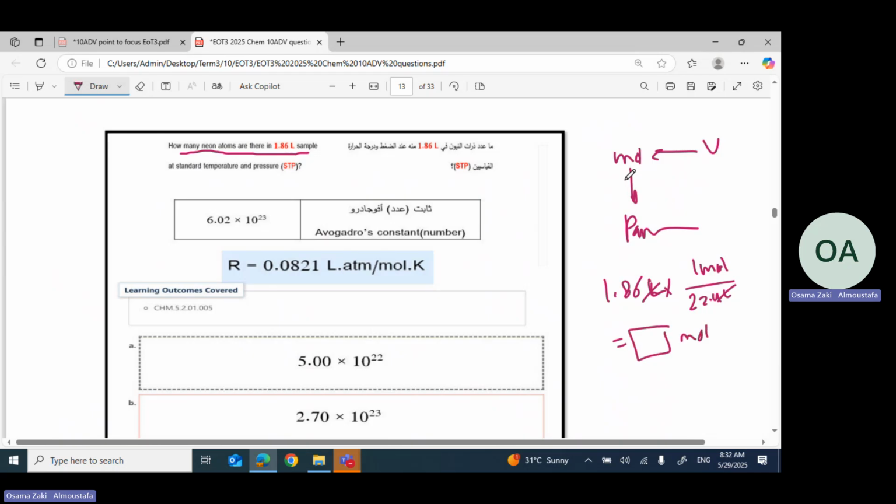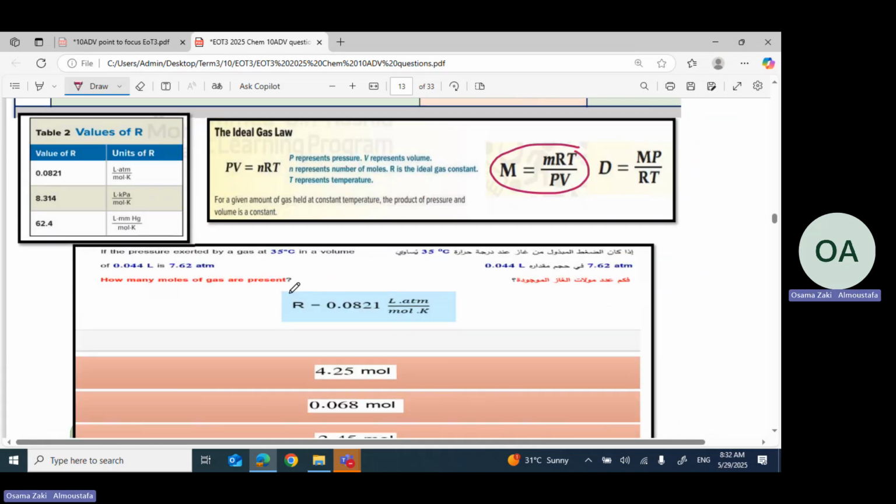Then you have to convert from mole to particles. So these moles times 6.02 times 10 to the power 23 atoms over 1 mole. Cancel out the mole, you can get the answer. Okay, this is the ideal gas.